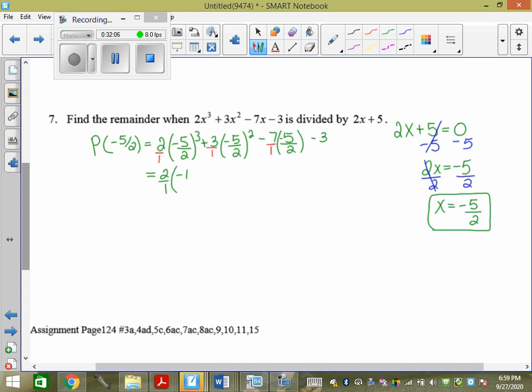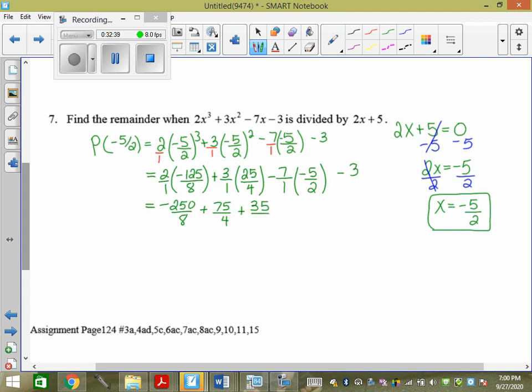2 over 1, negative 5 cubed is negative 125, and 2 cubed is 8. You cube both numbers. Plus 3 over 1, negative 5 squared is 25, 2 squared is 4, minus 7 over 1, times negative 5 over 2, I'll just leave it like that, minus 3. So then we multiply top, top, bottom, bottom. Negative 250 over 8, plus 75 over 4, plus 35 over 2, minus 3 over 1.